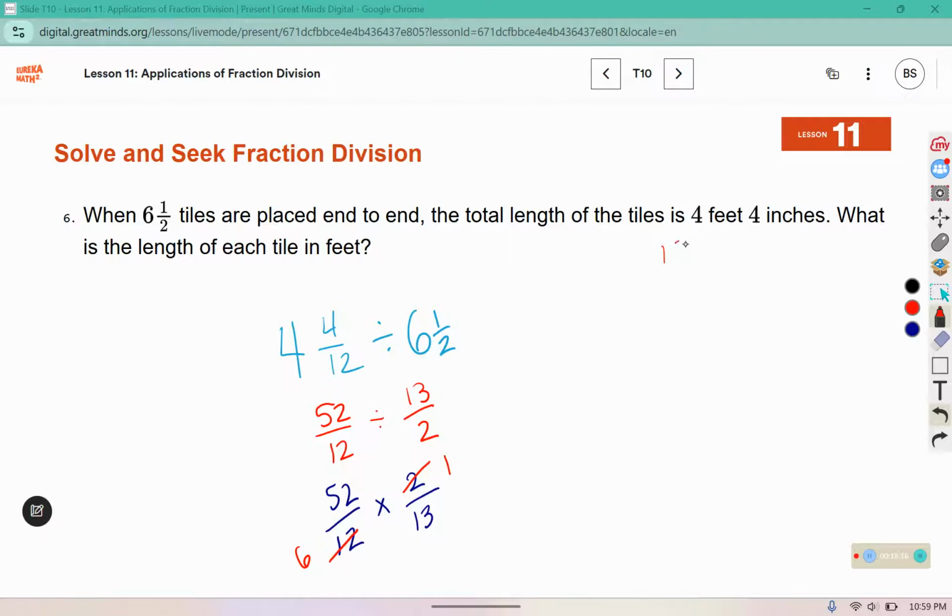That would be 13, 26, 39, 52. So that would be 4 13s. 4 times 1 is 4. 6 times 1 is 6. Those are both multiples of 2. So it can be reduced even further. So that means each tile is 2/3 of a foot long.